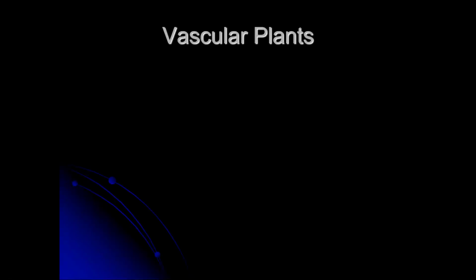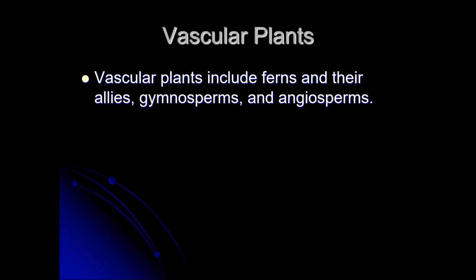Our next category of plants is vascular plants. Vascular plants include ferns and what's referred to as their allies, gymnosperms and angiosperms. And these are our last three categories of the plant kingdom. So we'll talk about vascular plants in general, and then I'll talk about the fern group, ferns and allies, and then we'll do gymnosperms in a separate presentation and angiosperms in probably a fourth one after that.